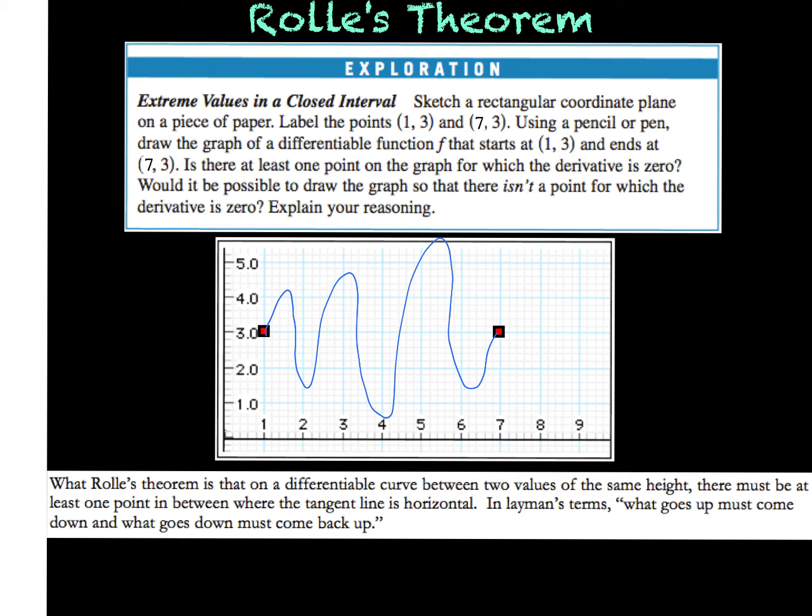So now what we need to see is, is there at least one point in which my derivative is 0? What does it mean to have a derivative of 0? A horizontal tangent. So basically I'm trying to figure out, is there at least one point in which I have a horizontal tangent? Yes. How many do I have here? 1, 2, 3, 4, 5, 6. We had 6 of them there.